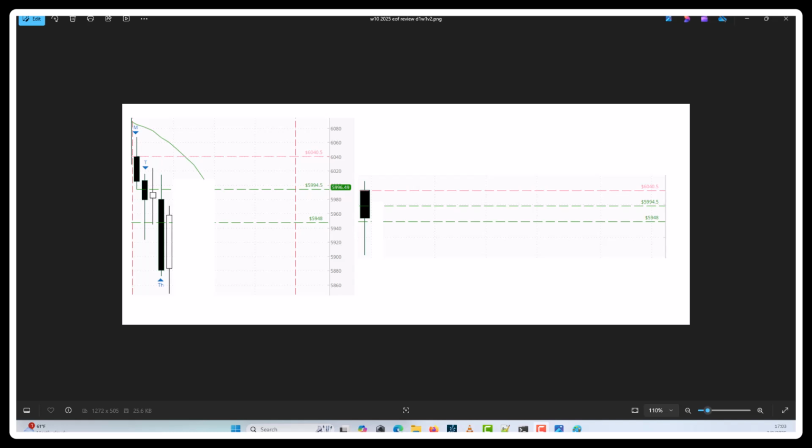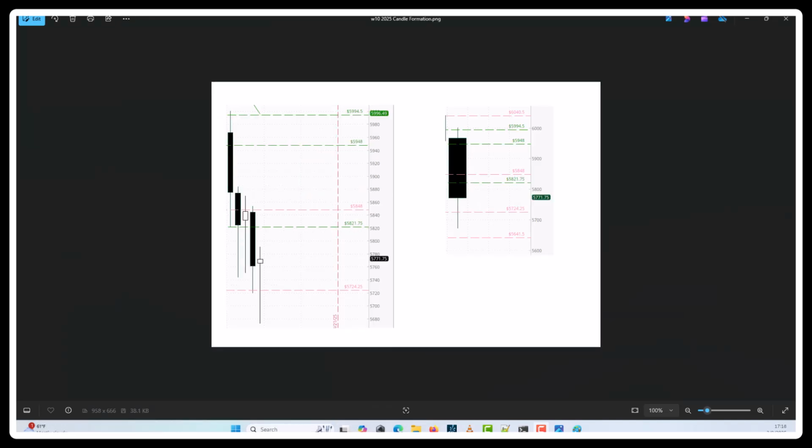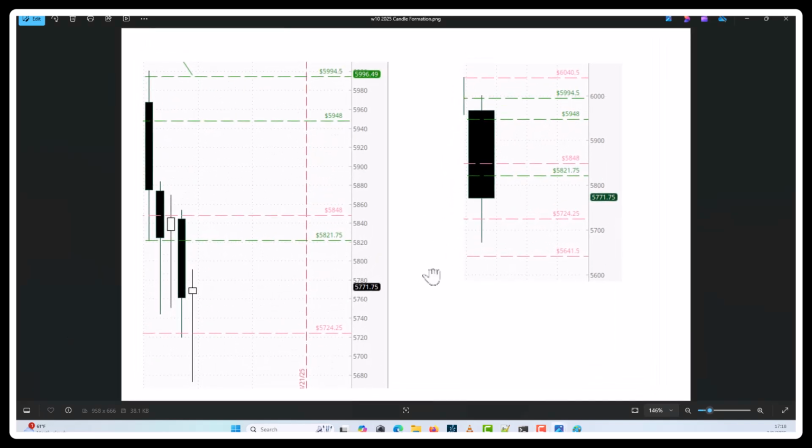So let's see. All right, here's what we come up with for week 10, which is this week's candle formation. That's how it is. So behind the scenes, how was this candle formulated?